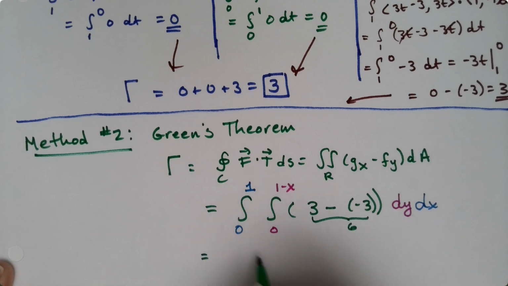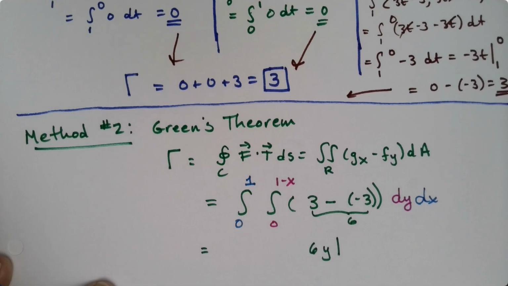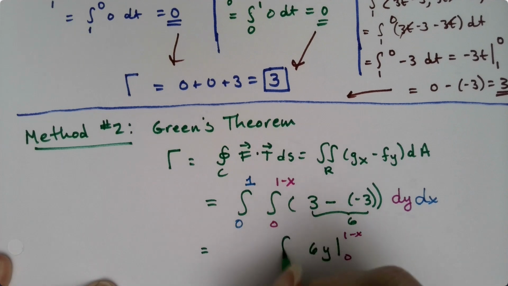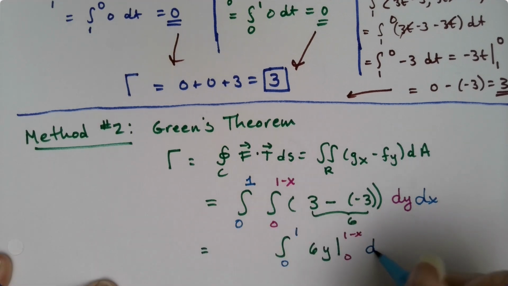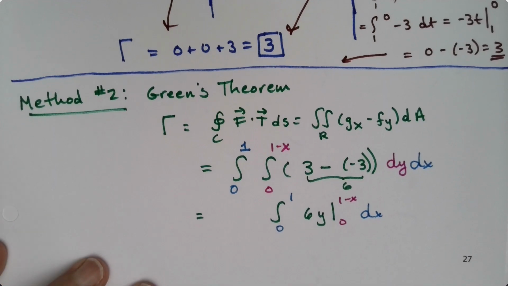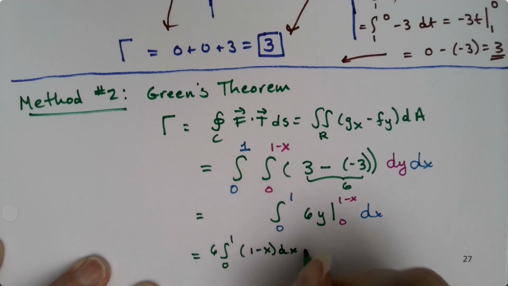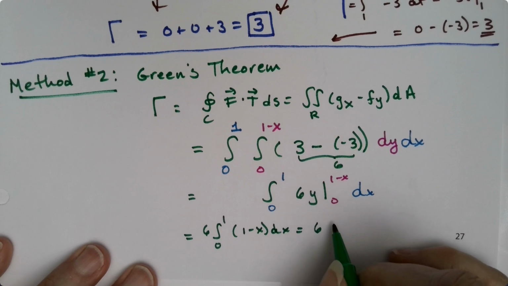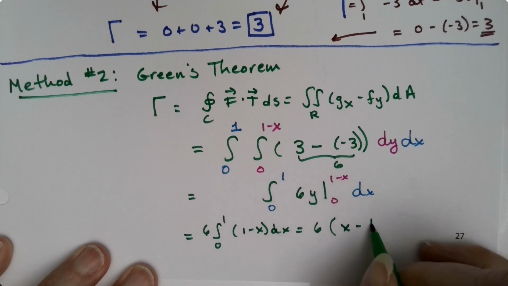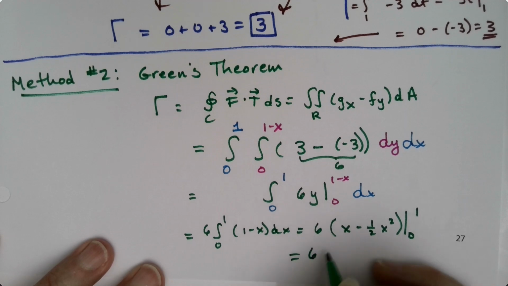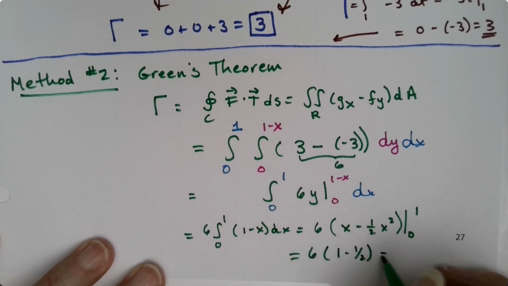So integrating that, that would be 6y from 0 to 1 minus x, and then we have an integral from 0 to 1 outside of that. So this will become 6 times 1 minus x, or 6 integral 0 to 1 of 1 minus x dx. And the integral of 1 minus x would be 6 times x minus 1/2 x squared from 0 to 1. So that becomes 6 times 1 minus 1/2, or 6 times 1/2, which is 3.